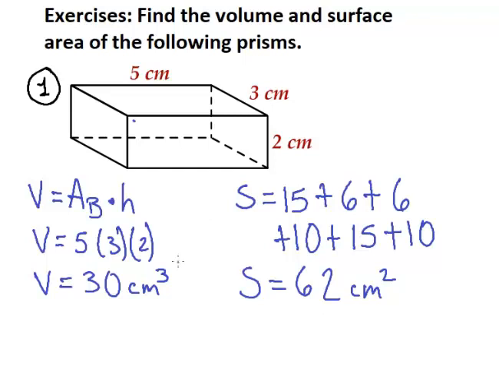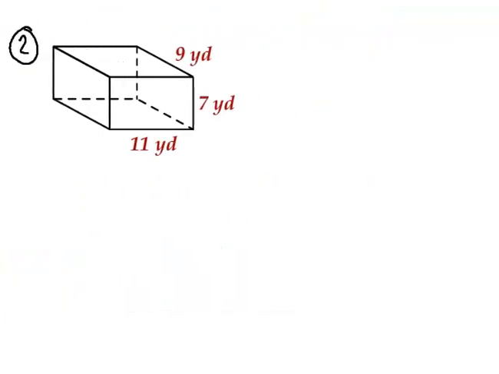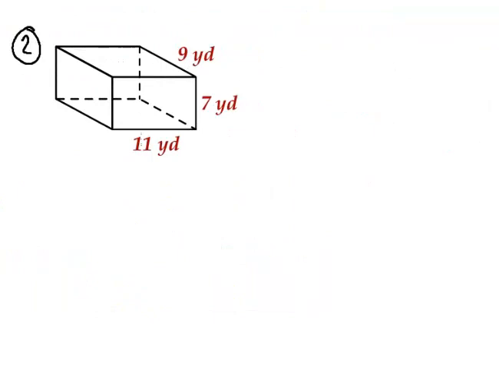So the volume is going to be measured in cubic units, and the surface is going to be measured in square units. That's the difference between both of them. Okay? Let's see another example. Okay, same thing. Let's find the volume first.